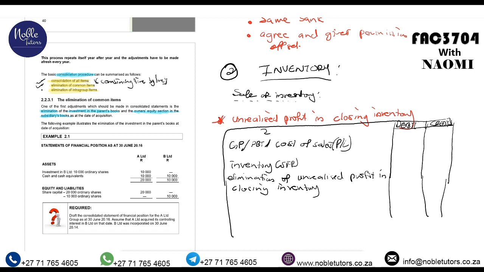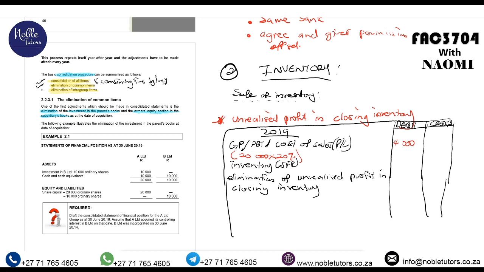Let's say this was in 2019. I'm just making an example. I'm still going back to my example of 20,000. So I'm closing with 20,000. I only want to eliminate the profit, and the profit was 20%. So 20,000 at 20% was 4,000, right? So I'm only eliminating 4,000.